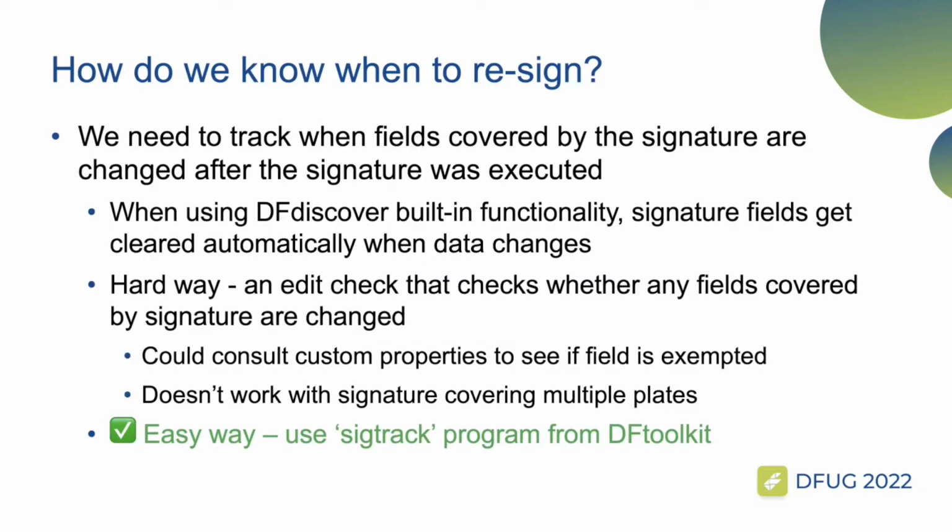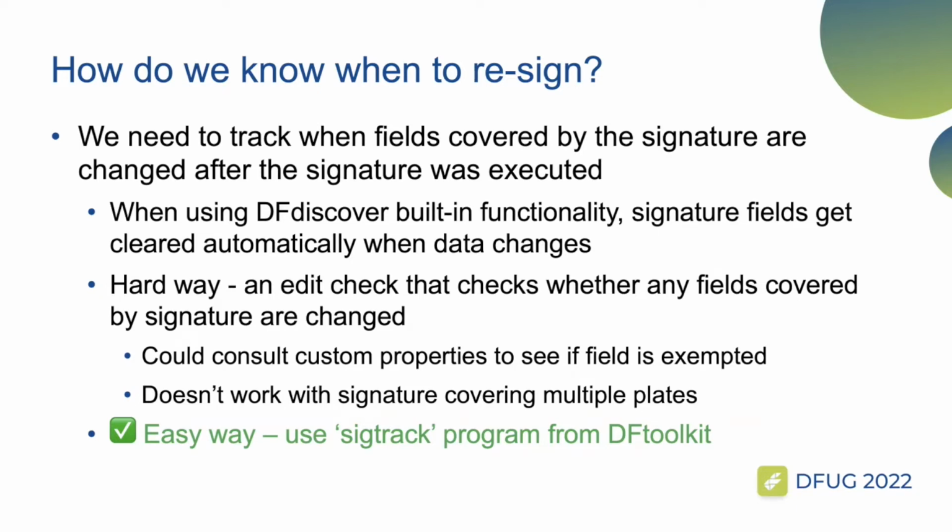Okay, so the next question is, how do we know when we need to re-execute a signature, right? So we need to track when the fields covered by the signature are changed after the signature was executed. So if you're using the built-in functionality, that happens automatically for you because the signature fields are just going to get cleared automatically when the data changes.